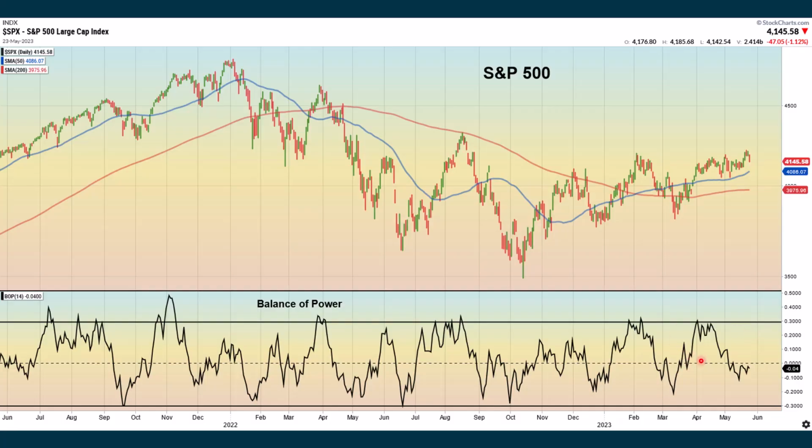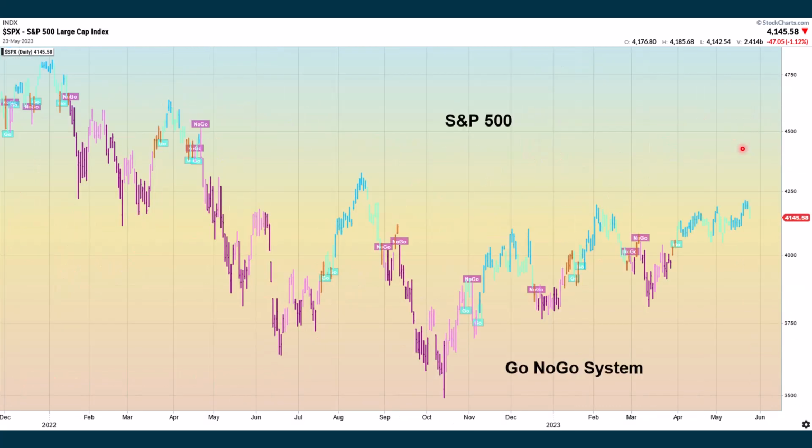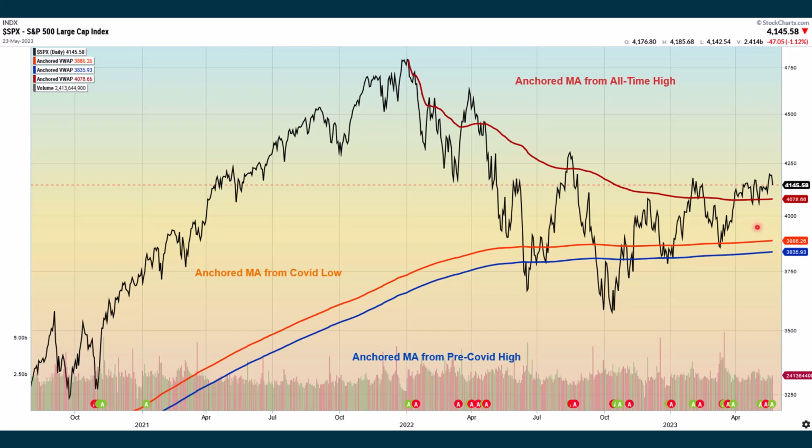Intermediate term charts, the balance of power is still below the dashed line and ticked down slightly. The double and triple 50-period moving averages, we come down and close just below each of those. Go, no go has switched back to more of a neutral. It's a lighter shade of blue. And then we're watching this as well.